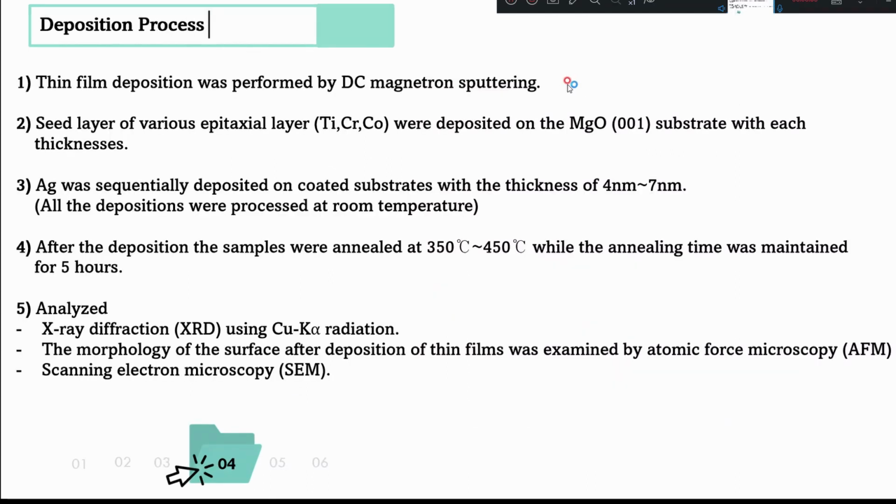Next, I will explain the deposition process. The thin film deposition process was performed by DC magnetron sputtering. A seed layer of various epitaxy layers of each thickness was deposited on the magnesium oxide substrate. The silver upper layer was deposited sequentially on the coated substrate with a thickness of 4 nanometers to 7 nanometers. After deposition, the samples were annealed between 350 and 450 degrees Celsius for 5 hours. And the samples were analyzed by X-ray diffraction, atomic force microscope, and scanning electron microscope equipment.